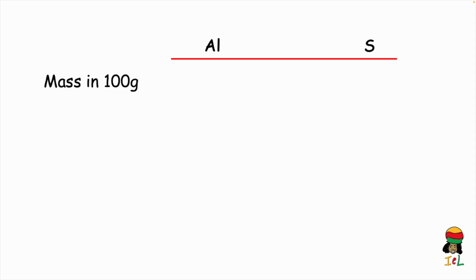Step 1, we record the symbols of the elements stated in the question. For this question, it's Al for aluminium, S for sulfur. Then we record the mass in 100 grams for each element. Aluminium was 36 grams and sulfur 64 grams. So remember, we have converted the percentages to mass in 100 grams.